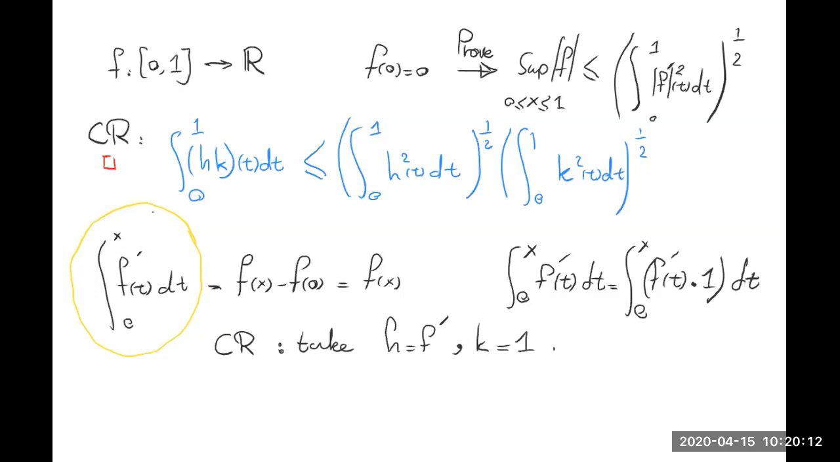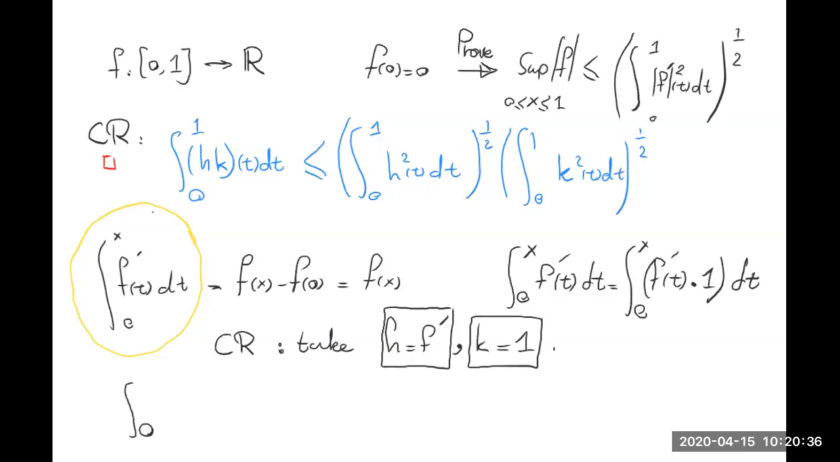Okay, so the Cauchy-Schwarz inequality is correct at least for all continuous functions on this interval. Now, because we were assuming the derivative of f is also continuous, h is a continuous function, and k is the constant function 1, always 1, so of course it is continuous. So we can rewrite Cauchy-Schwarz for these two functions.